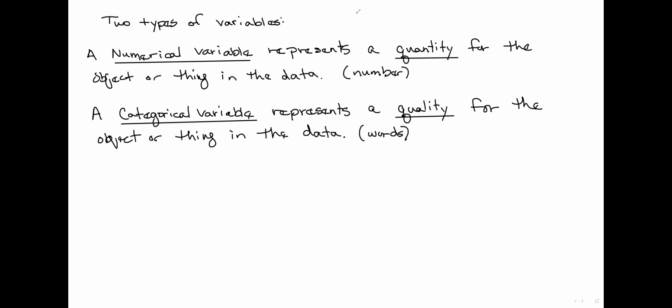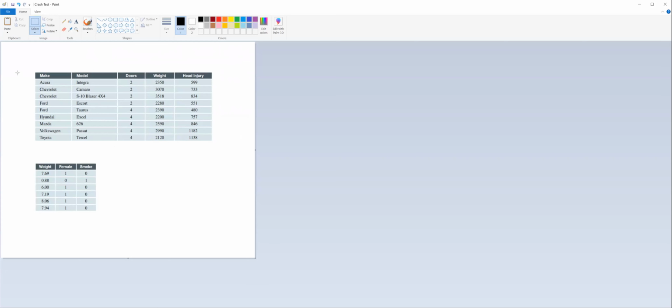Okay, so let's look at an example. We're looking at the top example here. We're going to look at the bottom in a minute. So what we've got is a data set. This is a bunch of data that's collected. It's got a bunch of variables: make, model, number of doors, weight, and then the number of head injuries. This data comes from crash test results. It was collected by someone who was doing crash tests, and they compiled all of the data and put it into this data set.